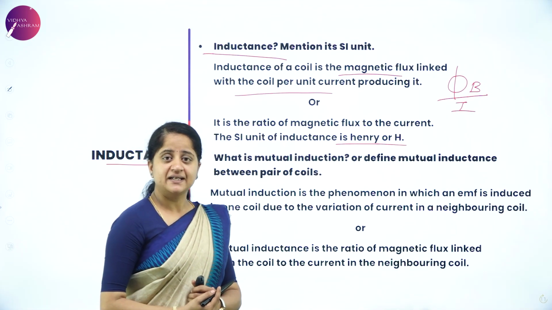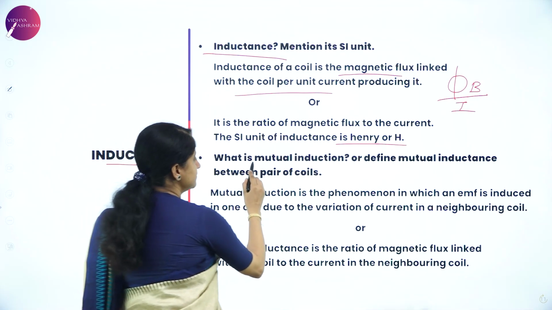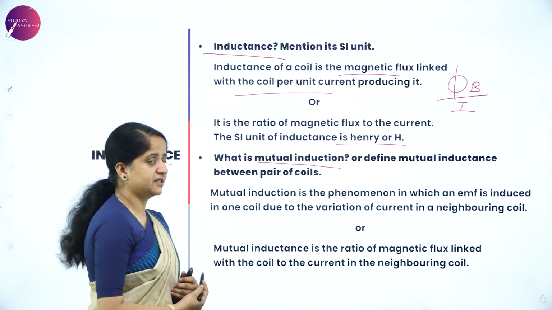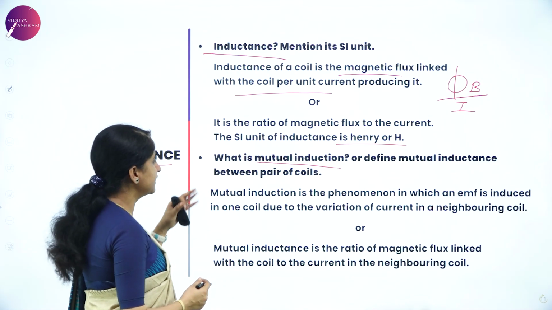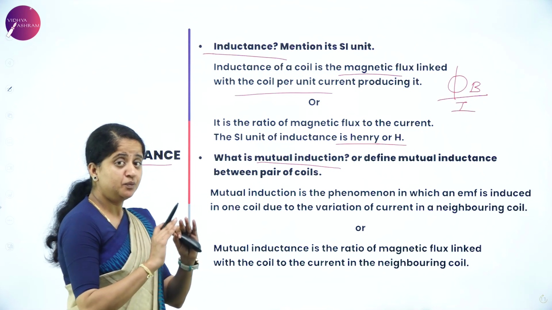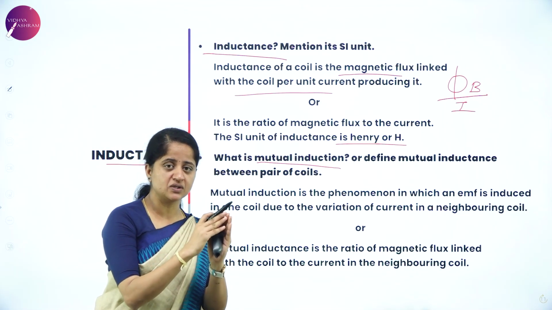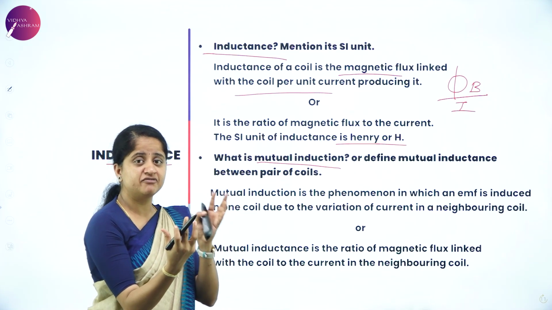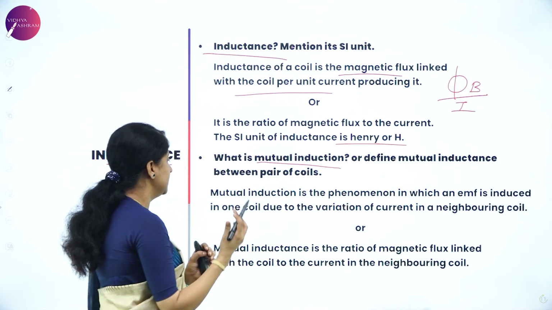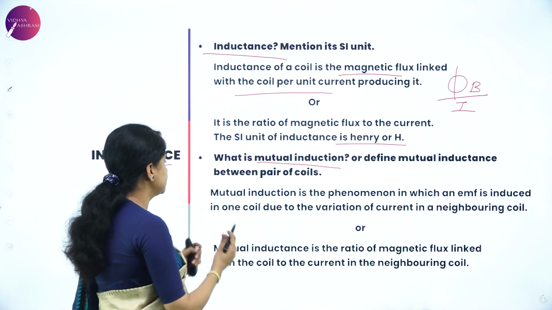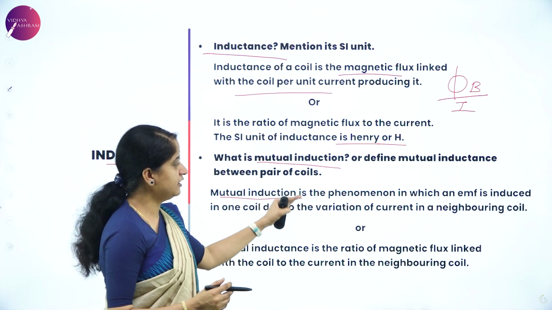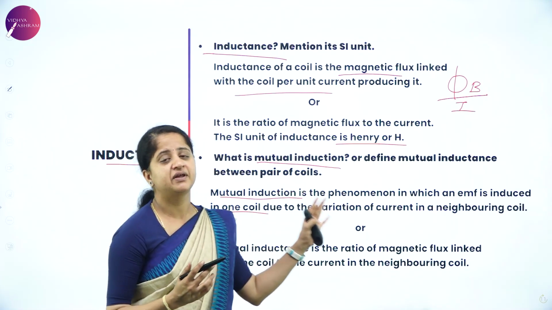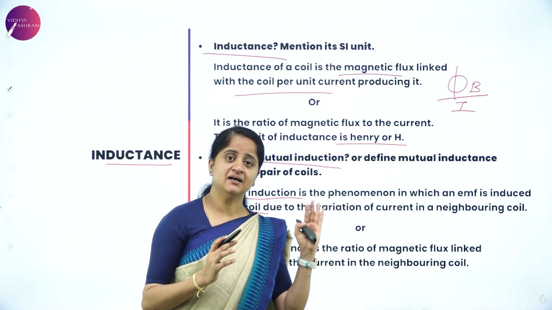Now, after knowing what inductance is, we have to know about two important terms in EMI, that is mutual induction and self-induction. So, what is mutual induction? Or the question may be like this: define mutual inductance between a pair of coils. Mutual means we must have a source and a coil. Because of the source, there will be an induced EMF in a coil, which we can observe. In simple terms, we can explain mutual induction as the phenomenon in which an EMF is induced in one coil due to the variation of current in a neighboring coil. That neighboring coil acts like a source.